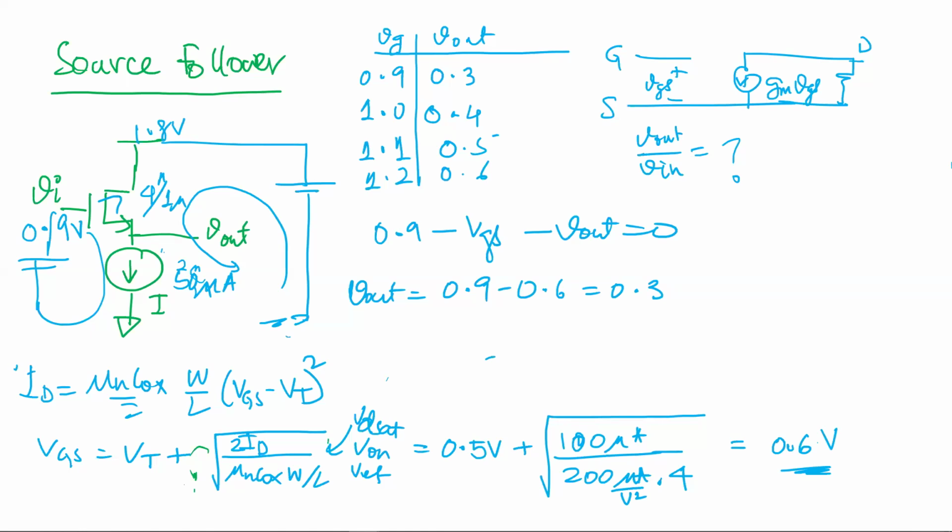Positive GM, and because the drain is shorted, the drain is grounded and V out is the source. Just do it. First of all, if you are convinced of what we just said, that the output will follow the input, then V out versus V in should be what?